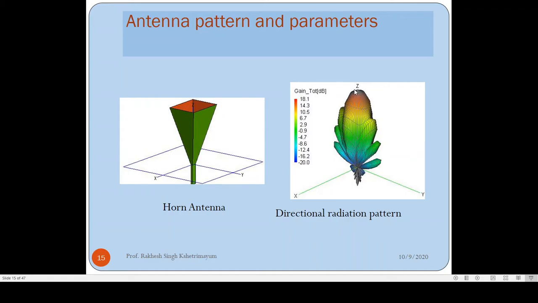It has a highly directive pattern and the gain is very high. Typical gain is around 18 dB.